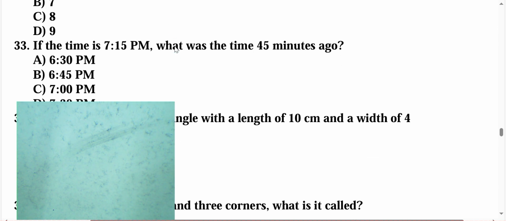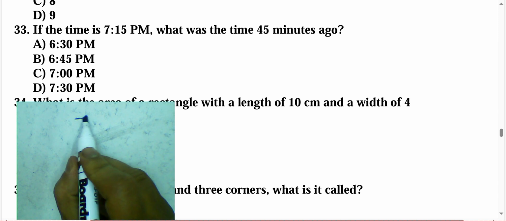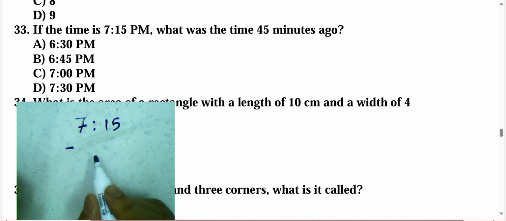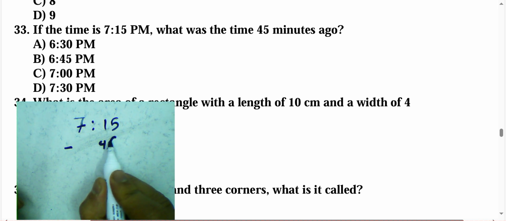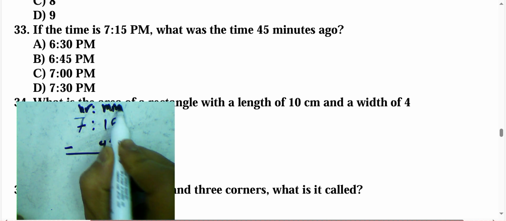Next question. The time is 7:15, a quarter past 7 p.m. What is the time 45 minutes ago? We can find the difference between them. 7 o'clock and 15 minutes, subtract 45 minutes. We can find the difference between hours and minutes.